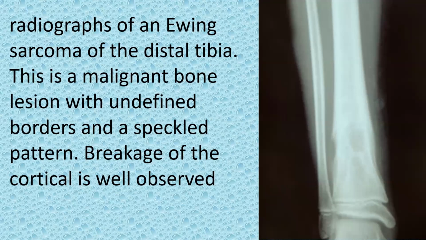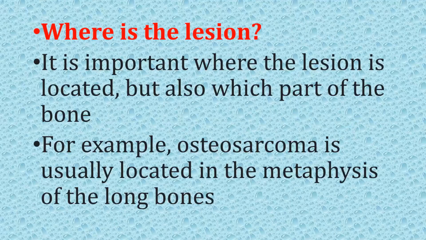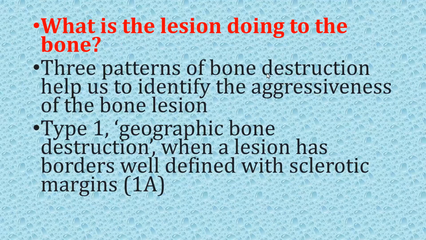Suggested questions to be asked when a bone tumor is suspected in a plain radiograph. Where is the lesion? It is important where the lesion is located, but also which part of the bone. For example, osteosarcoma is usually located in the metaphysis of long bones. It can occur in the diaphysis, but it's more common in the metaphysis. And we know that osteosarcoma usually appears in areas of rapid growth, around the knee and proximal humerus. What is the lesion doing to the bone?